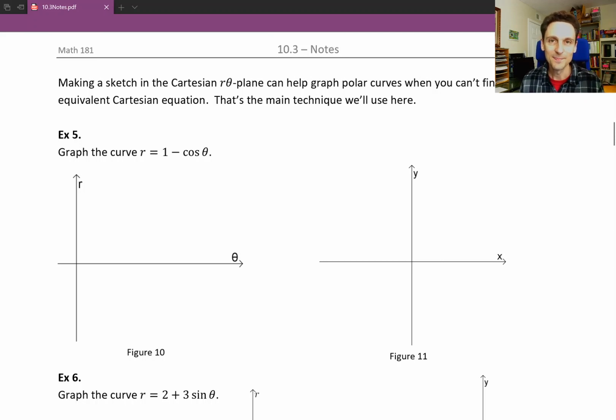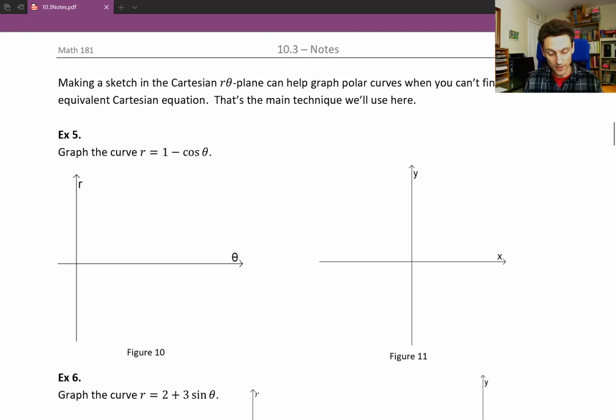Hello and welcome back. If you want to sketch a polar equation but you can't convert it into an equivalent Cartesian equation, then sometimes it helps to first sketch the polar equation in an r theta plane before moving over into an xy plane. So in example 5, we're looking at graphing the curve r equals 1 minus cosine theta.